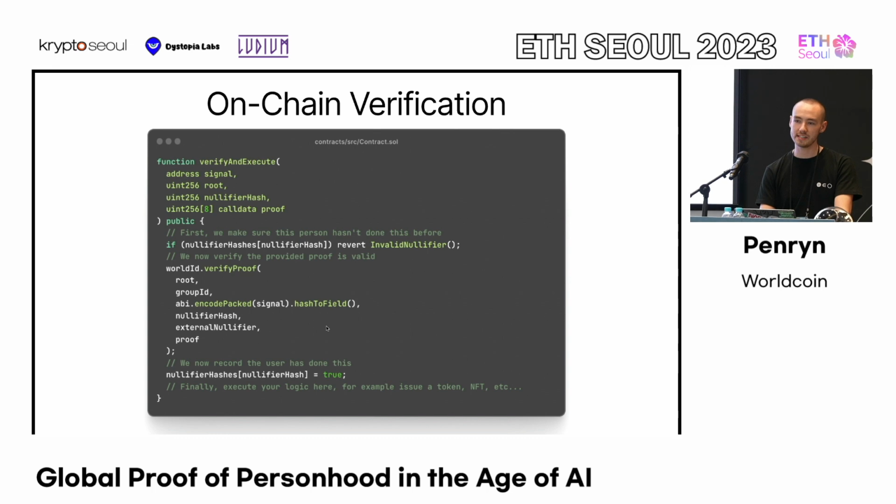But if you want Sybil resistance for your Web3 on-chain verification, you have to handle that yourself. And we see that here. If the nullifier hash is already in the list of nullifier hashes, we revert because we know that they've already performed this before. But if the proof verifies, the next thing we do is add that nullifier hash to that list of nullifier hashes so that we basically check the box that, yes, they've done this action before.